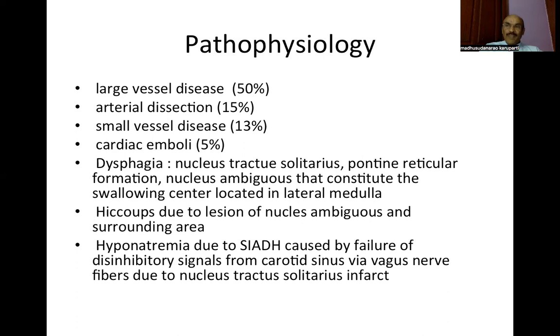This point has to be considered in the management of patients with lateral medullary syndrome, because hyponatremia as such is dangerous, which results further in cellular edema, thereby causing nerve cell injury.